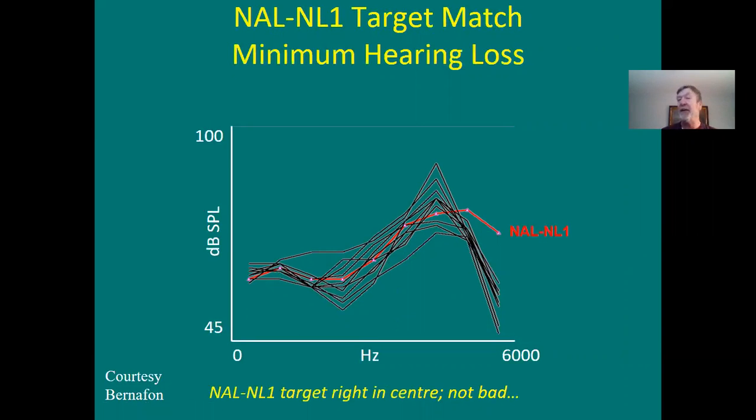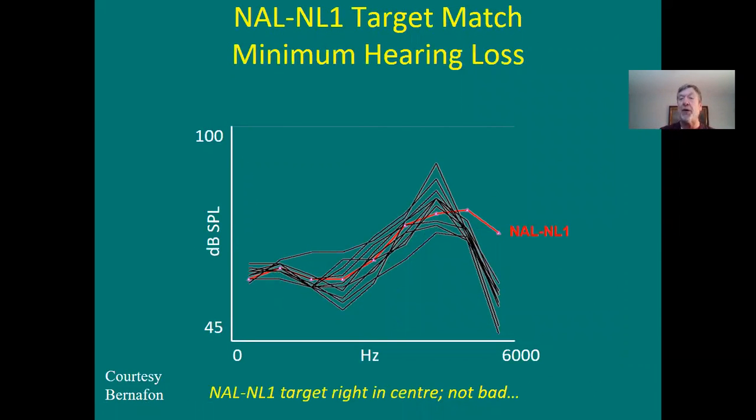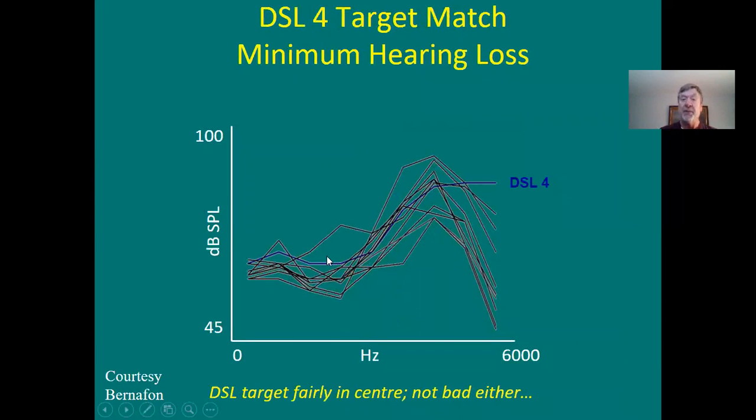14 different hearing aids from 9 different manufacturers. Look at the drop-off in the highs. Here's DSL4. Note DSL4 is power hungry, especially in the highs. That's just the way it was. But again, look at the variation among the manufacturers in the implementation of DSL4.